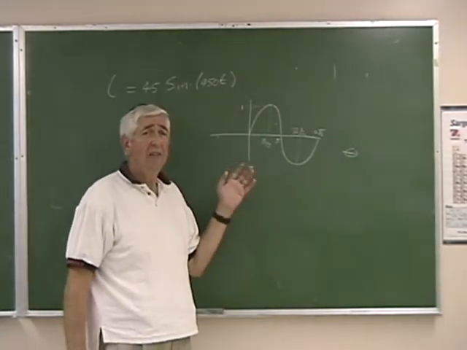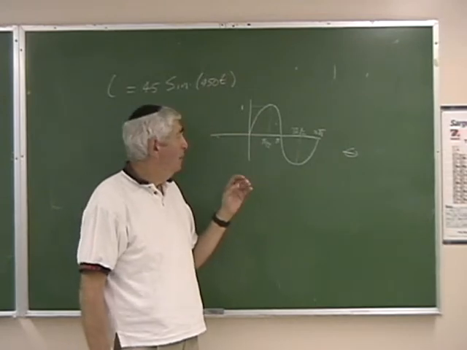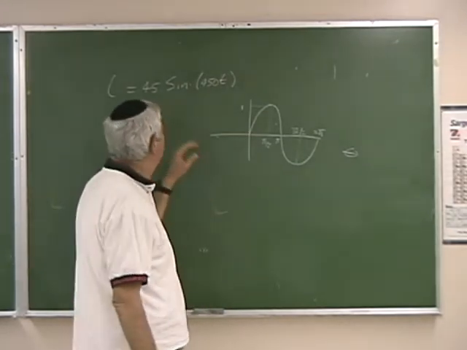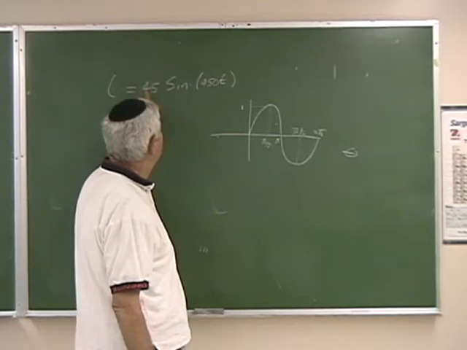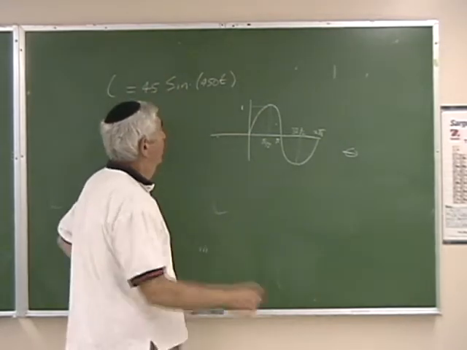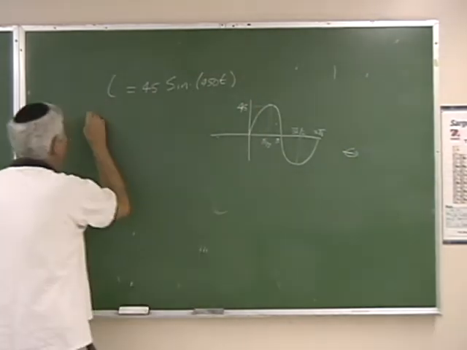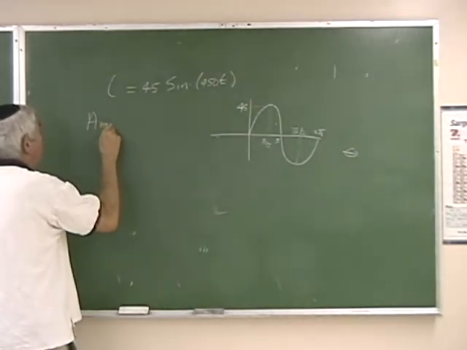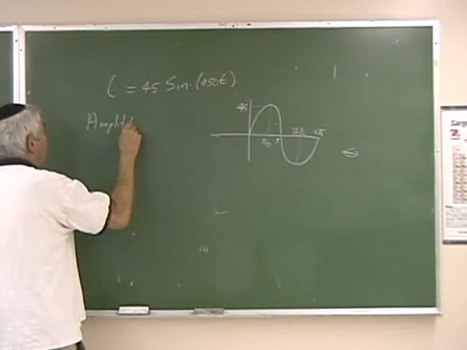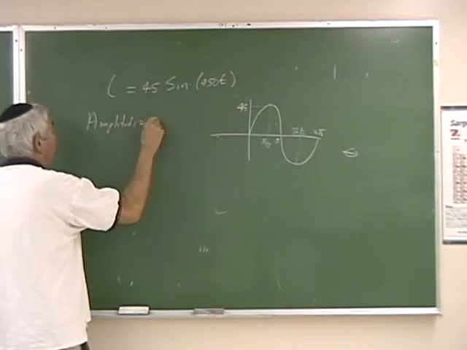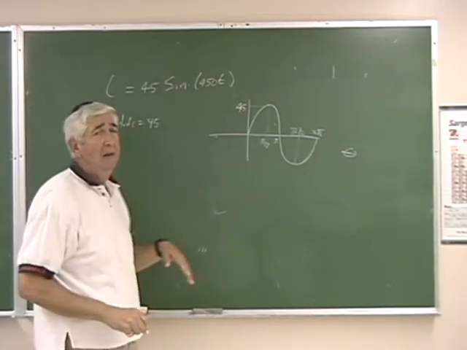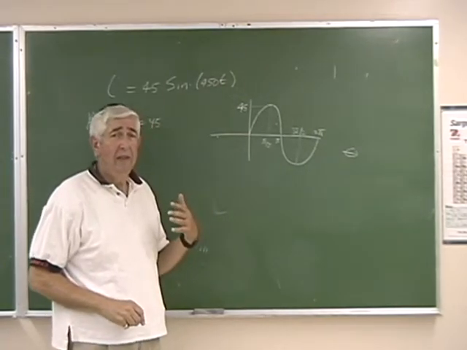The first thing that's going to happen is this sine wave is multiplied by 45. So this height will be 45. So the amplitude of this wave would be 45. Now, what about the period?